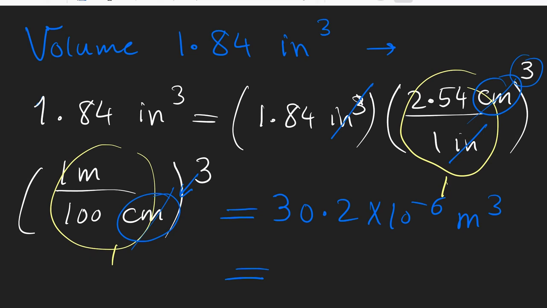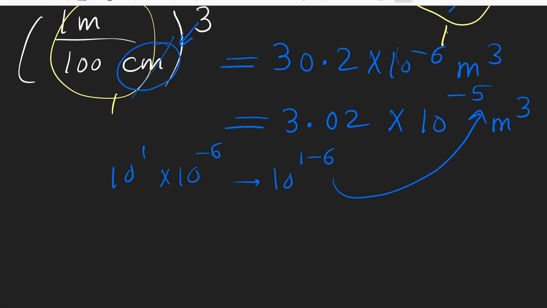As a practice, I can rewrite this as 3.02 times 10 to the power of minus 5 meter cubed, because 30 is 3 times 10 to the power of 1, so let me see, 10 to the power of 1 times 10 to the power of minus 6 is equal to 10 to the power of 1 minus 6, which is minus 5. That's why I have a power of minus 5 here.